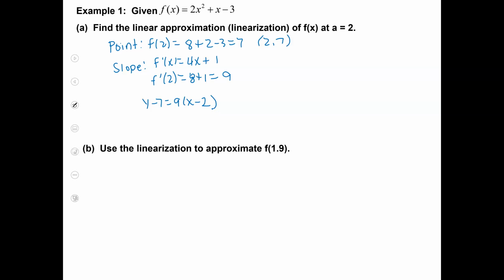Technically, they asked us for the linear approximation. The only difference between writing the equation of the tangent line and the linear approximation is that you go one step further and add the 7 over. So 9 times x minus 2 plus 7. So there's our linear approximation equation. Notice it doesn't ask us to use it yet, just to write it.